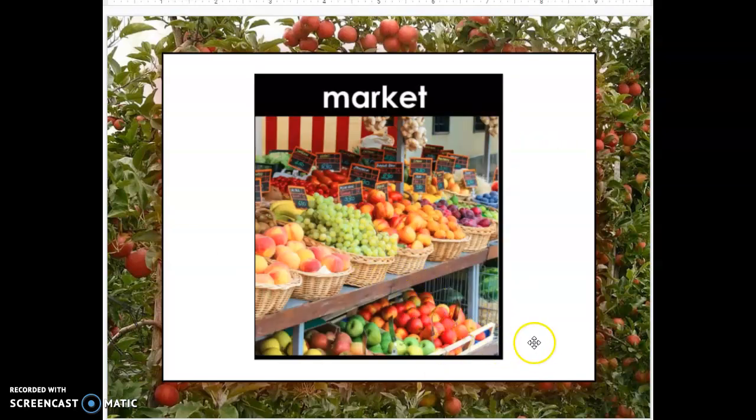This is a market. Around here, they're called a farmer's market. That's where fresh fruit and produce is sold to people like you and me.